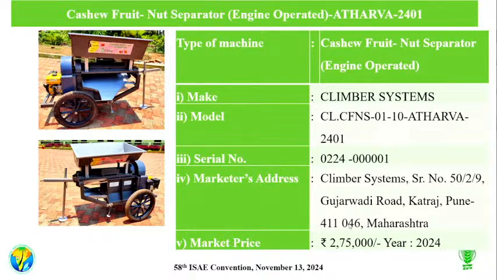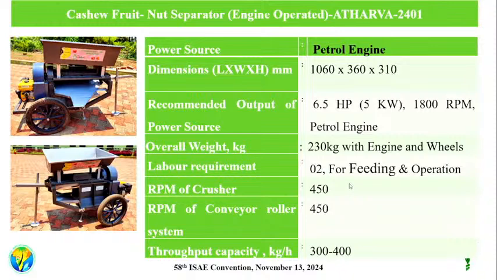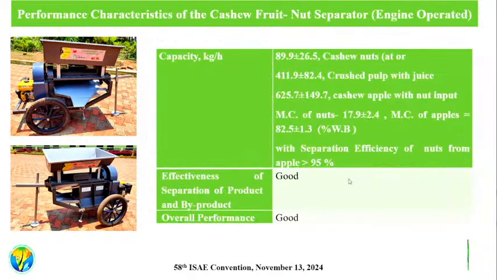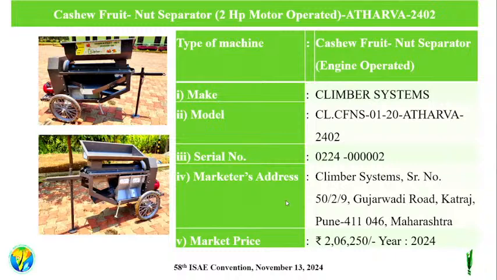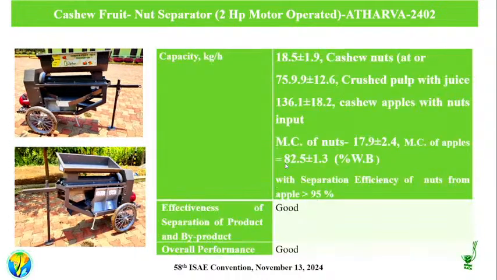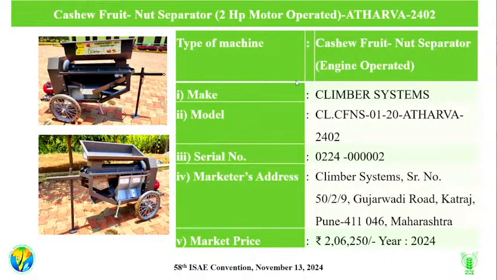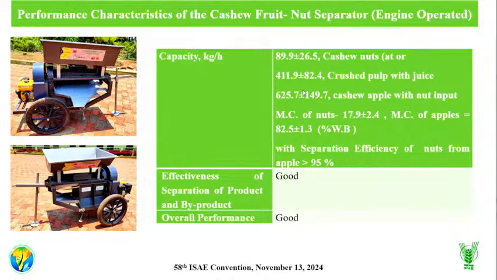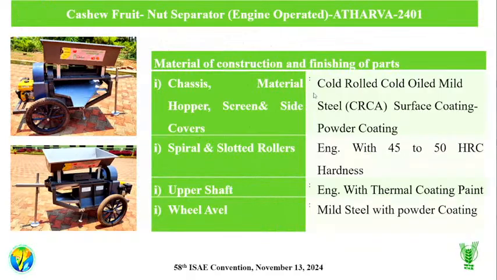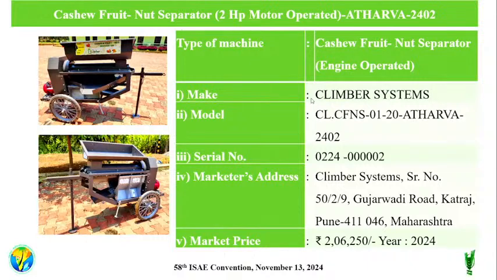The cost of the machine varies from 75. That is the highest-capacity machine, which has a throughput capacity of 300 to 400. The second machine is... okay, I need to go to the previous slides. Doesn't go backward. Yeah, previous one. Okay, next. The machine. This is the second machine. 2,00,000. You can go to the next machine.